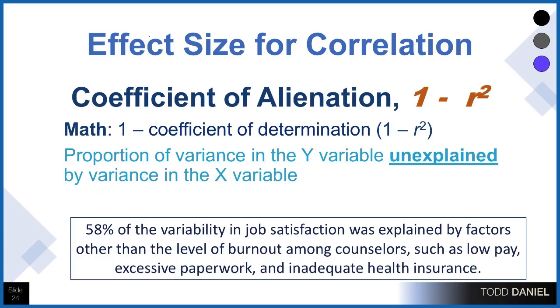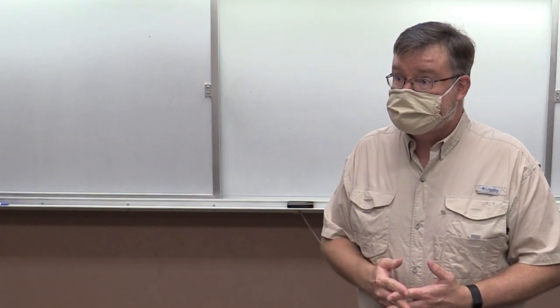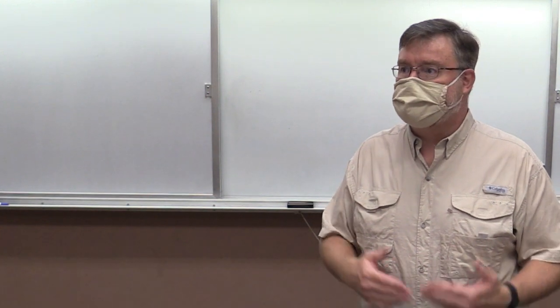Going back to our example with burnout and job satisfaction, I might say 58% of the variability in job satisfaction was explained by factors other than the level of burnout. Factors like low pay, well, that would decrease your job satisfaction, or excessive paperwork, or inadequate health insurance. All of those things could decrease your job satisfaction, but they're not related to burnout. If I have information on your pay and your paperwork and your health insurance, I might be able to use all of those factors then to predict your job satisfaction. More variables, it's called multiple regression.